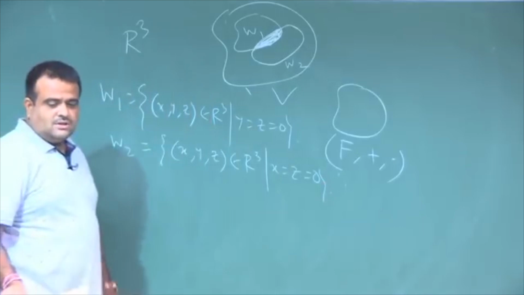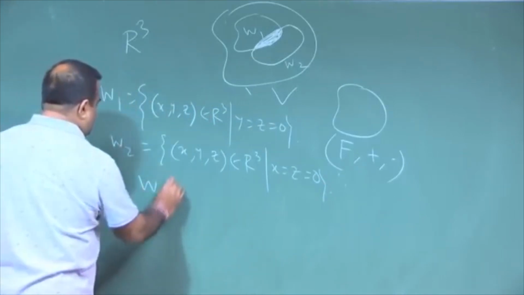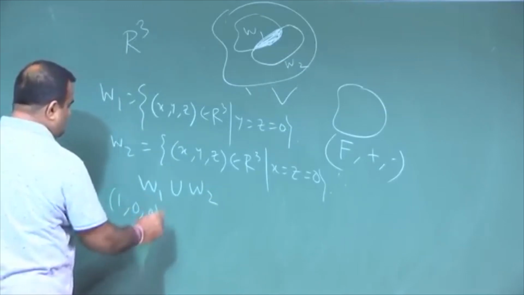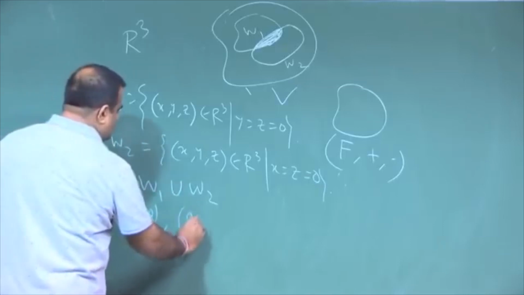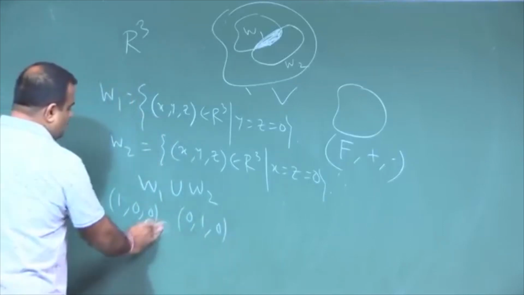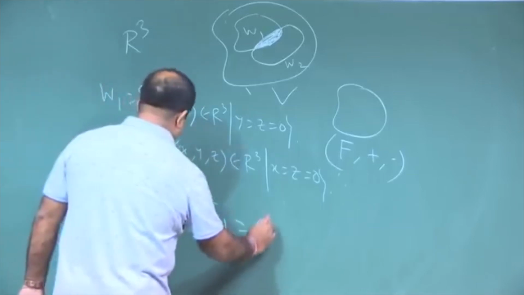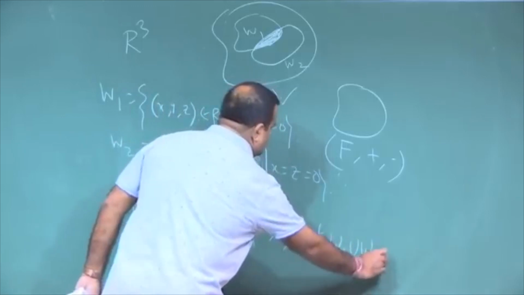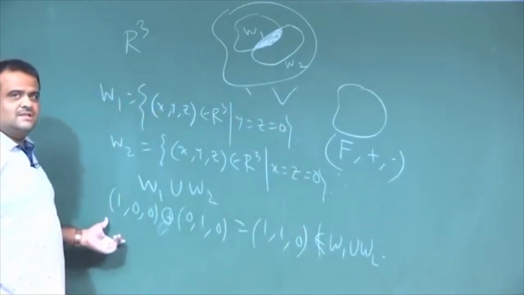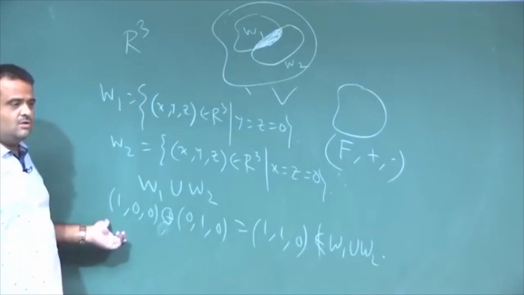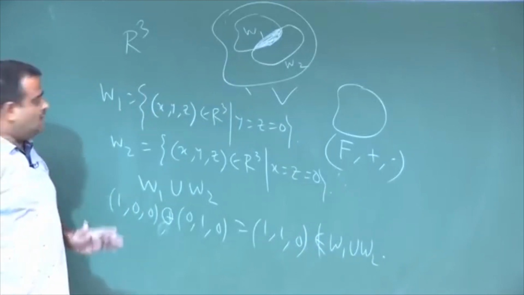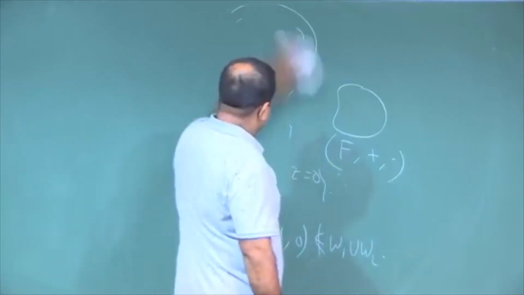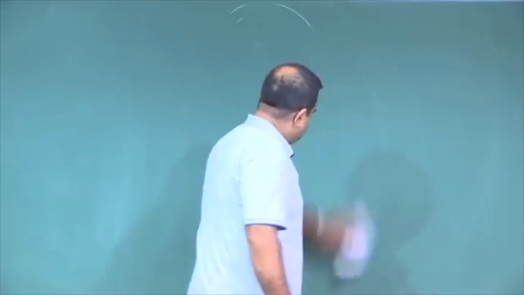Okay. Now, the union is not a vector space, because even the closure property is not satisfied. If we take 1 0 0, this belongs to the union, and also 0 1 0 belongs to the union, but if you take their sum, this is basically 1 1 0, which does not belong to the union. So, that means this is an example where the union is not necessarily a vector subspace. But the intersection is always a subspace.